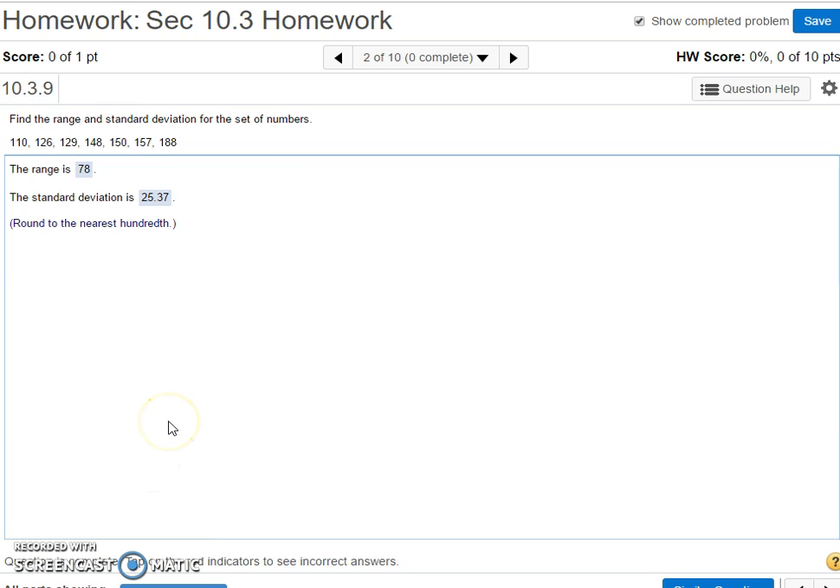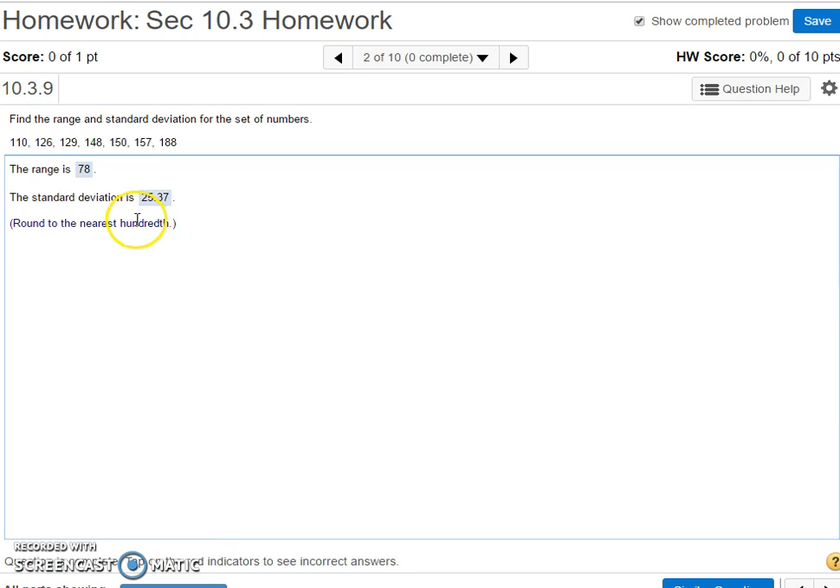Okay, so I now wanted to show you a little bit on how to find the range and the standard deviation. The range is going to be your maximum minus your minimum. Maximum is going to be your biggest. This guy's already in order, so my maximum is 188. My minimum is 110. So 188 minus 110 equals 78.